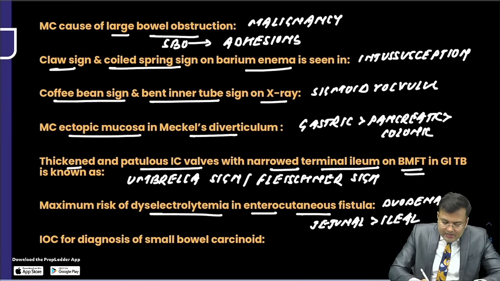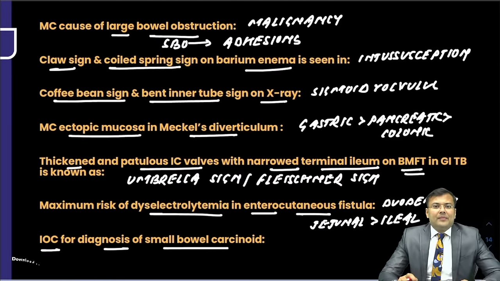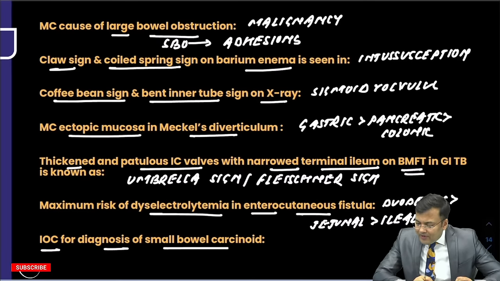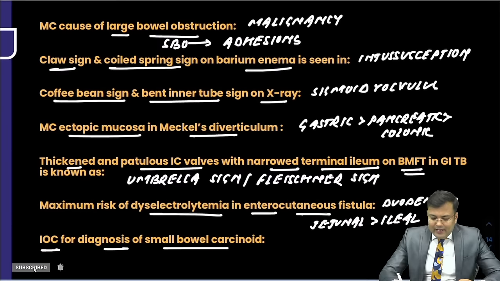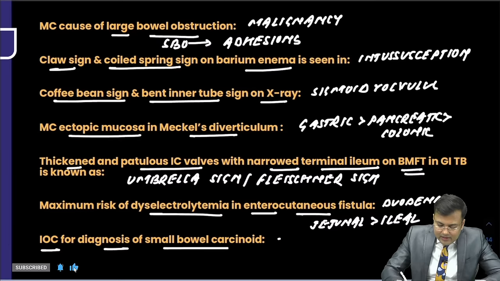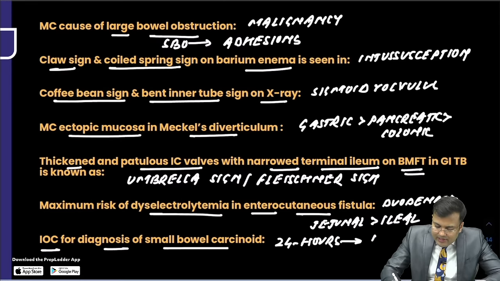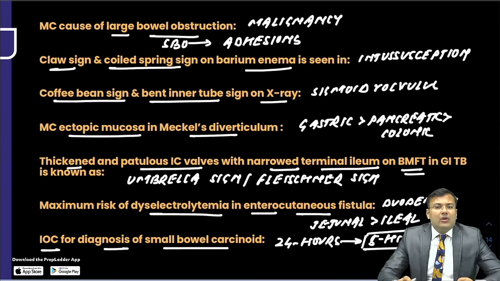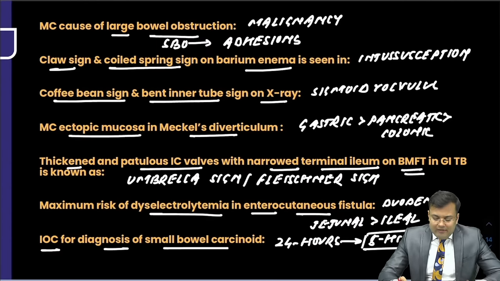Next question. What is the investigation of choice for diagnosis of small bowel carcinoid? Carcinoid tumor secretes 5-hydroxytryptamine. Its metabolite in urine is detected. Tell me. Yes, Megha Tamang. Very good, Megha. It is 24 hours urinary 5-HIAA. Full form is 5-hydroxy indole acetic acid. In urine, we are going to estimate 5-hydroxy indole acetic acid.